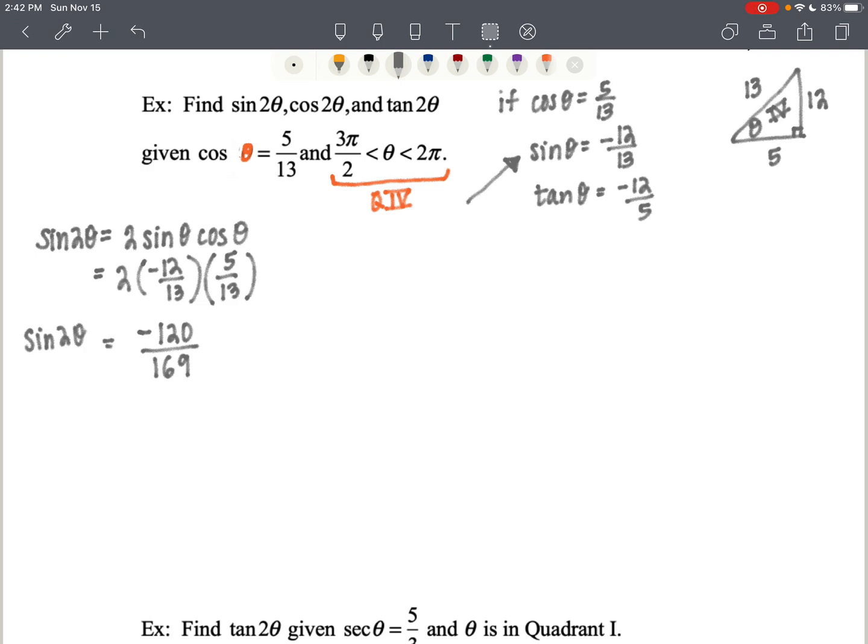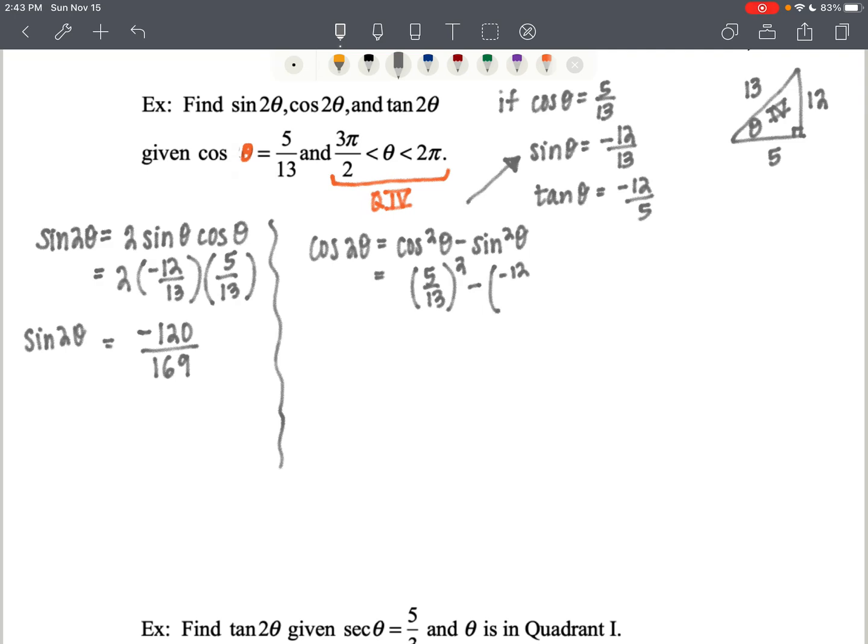Okay, the cosine of 2 theta is equal to, we can use any one of the 3 formulas. We'll start with cosine squared of theta minus sine squared of theta. And cosine of theta is 5/13, so we'll take that ratio and square it, minus the sine of theta, which is negative 12/13. We'll take that ratio and square it.